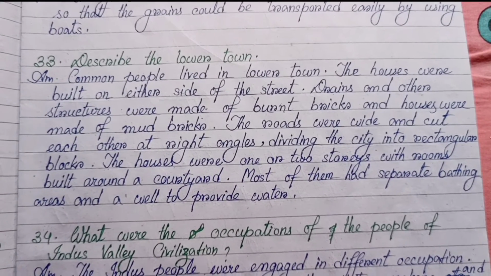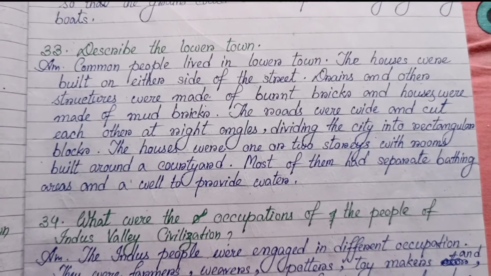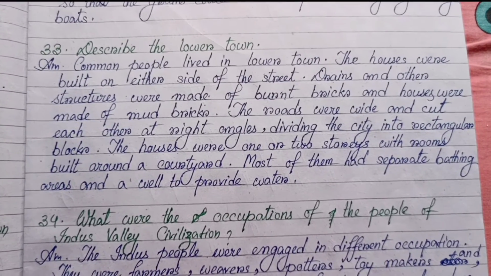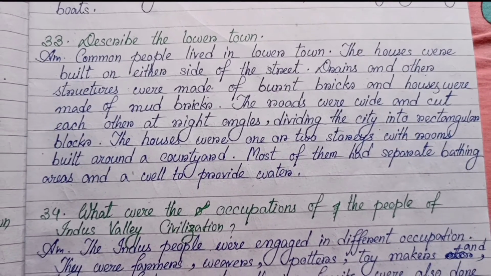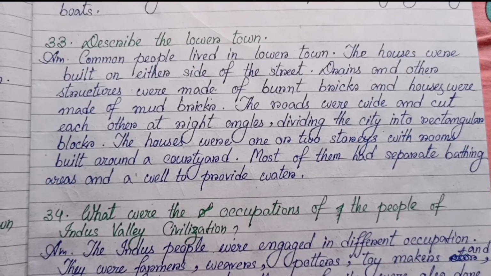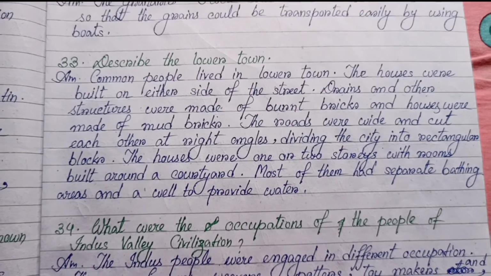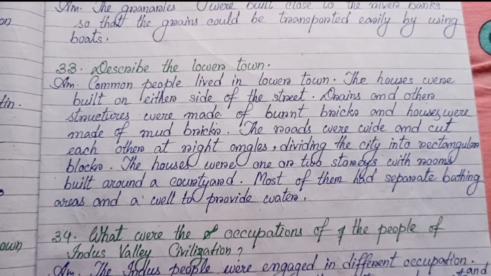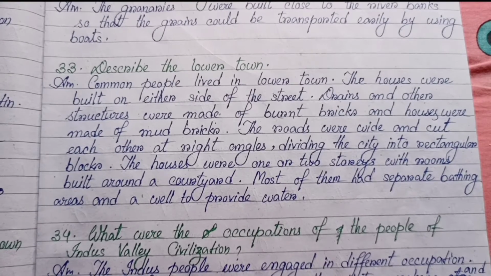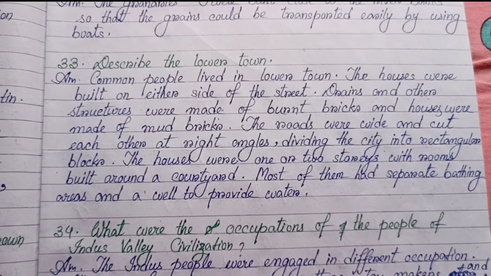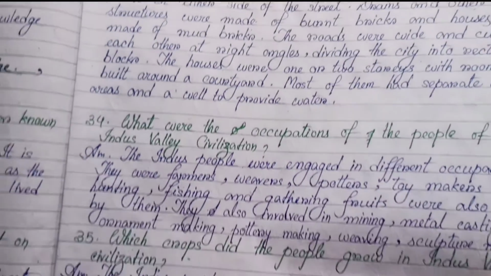The roads were wide and cut each other at right angles, dividing the city into rectangular blocks. The houses were one or two stories with rooms built around a courtyard. Most of them had separate bathing areas and a well to provide water.